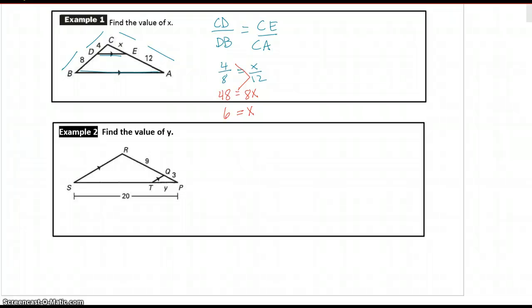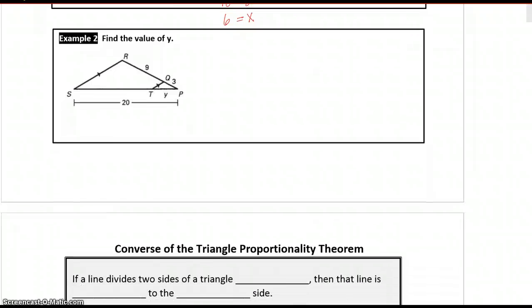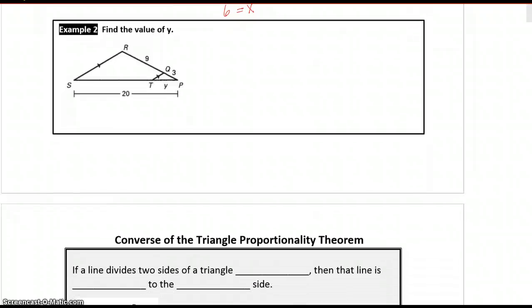Example number 2, we want to find the value of y. And so we look at these two sides that are parallel, so it divides the other two sides proportionally. So we could say PQ over QR equals PT over TS. So the first ratio in this proportion is very easy to plug into. 3 over 9 equals, we know that PT is Y, but now the question is, what is ST?